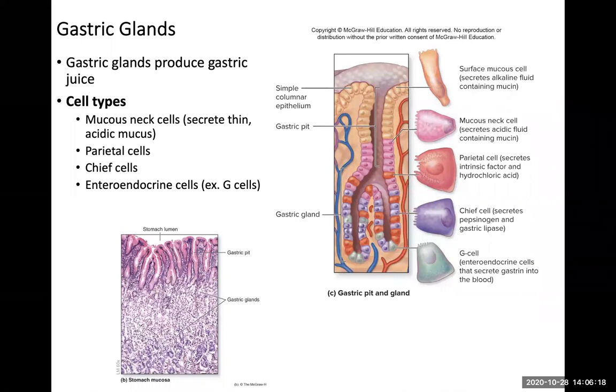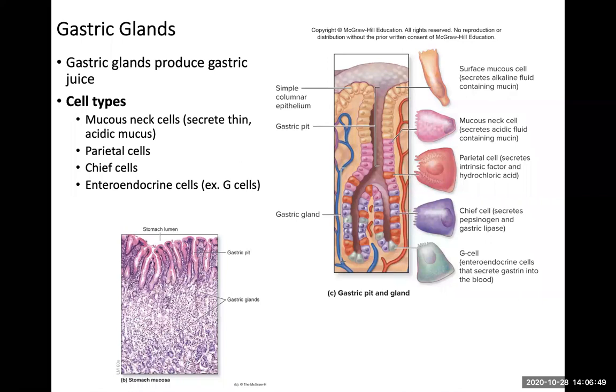Okay, so those glands, what are the cell types that make up those glands? So we have what are called surface mucus cells. Surface mucus cells are found kind of at the top portion of the gland primarily. They secrete an alkaline type of mucus, right? Mucin is the name that we use to describe mucus before it's been hydrated. So this is just a precursor to mucus. So surface mucus cells secrete alkaline mucus, which helps to protect the epithelial tissue of the stomach from erosion.